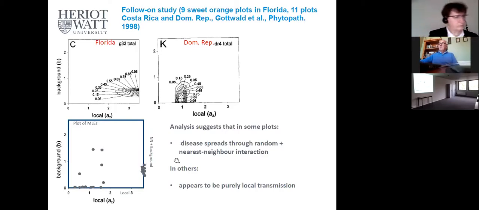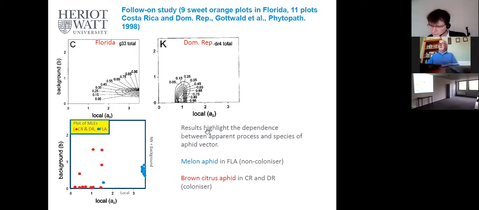However, when I told Tim about these data and he told me which orchards were which, it turned out that we actually got quite a nice picture, in that the Florida orchards were all the ones, apart from this one here, lying on this axis. So this is the nearest neighbor plus a background infection rate. And then the Costa Rican and Dominican Republic ones tended to be down here. And there are ones where there's a bit of ambiguity, but we're getting a reasonably consistent picture.